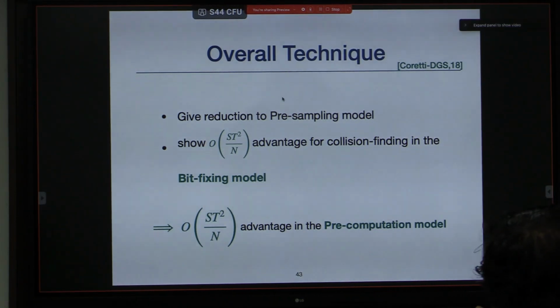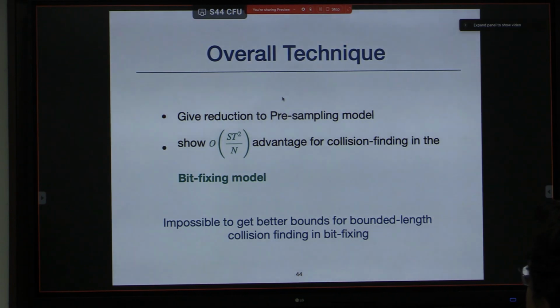Okay, I might have confused you. One second. So if you have a pre-sampling adversary, you can use that to break the bit fixing. And then they showed also that there is no adversary for the bit fixing model that can achieve better than ST squared over N. Okay, and what is the next thing you said?